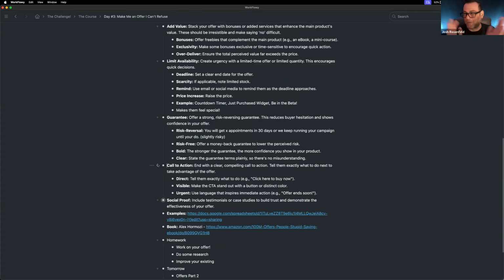Then we talked about the call to action. Every good offer should have a call to action. The call to action is: click this button below, click here to buy now, click the link, whatever. You've all seen the calls to action. It's usually a big fat button, right? And then you put, click now, offer ends soon. So if you add urgency into the call to action, you're just reinforcing that.